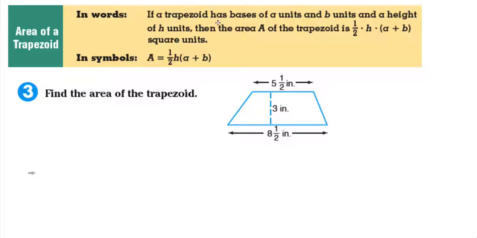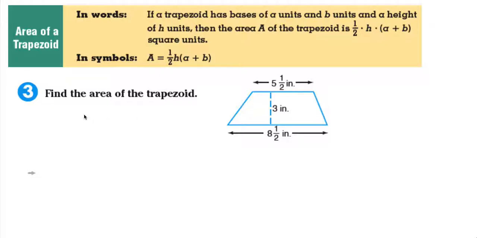If a trapezoid has bases of A units and B units long and a height of H units, then the area A of the trapezoid is 1/2 times H times the quantity A plus B, or in symbols, it's simply area equals 1/2 H times quantity A plus B. So this is the area of our trapezoid.